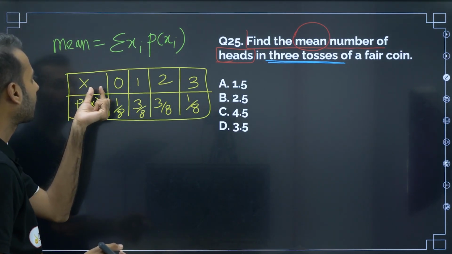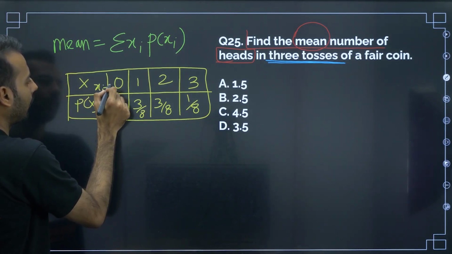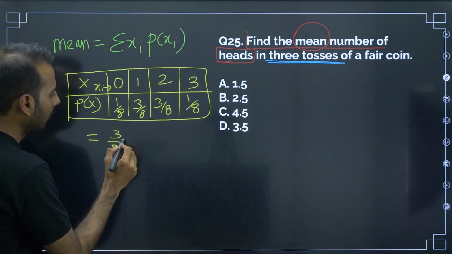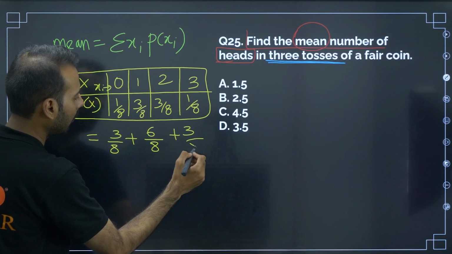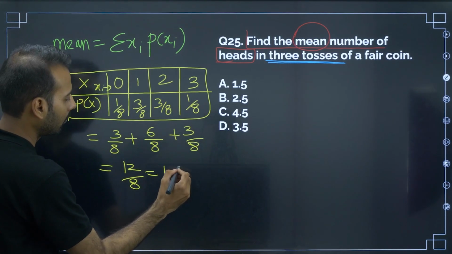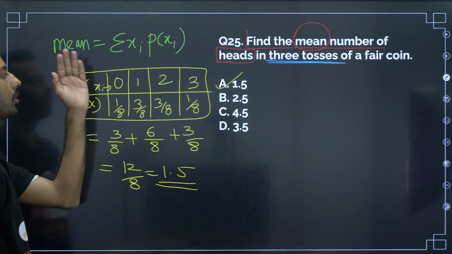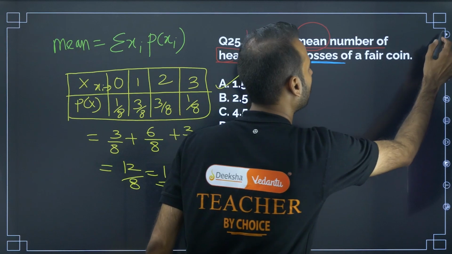So this is xi. If I take 0 plus 3 by 8 plus 6 by 8 plus 3 by 8, which is equal to 12 by 8, equal to 1.5. So the answer is 1.5. Very easy question, hardly it will take 30 seconds to solve this. Moving on to the next question.